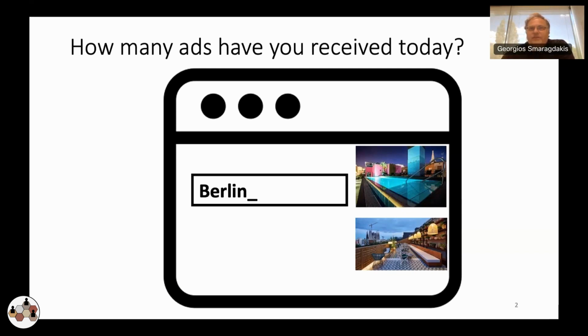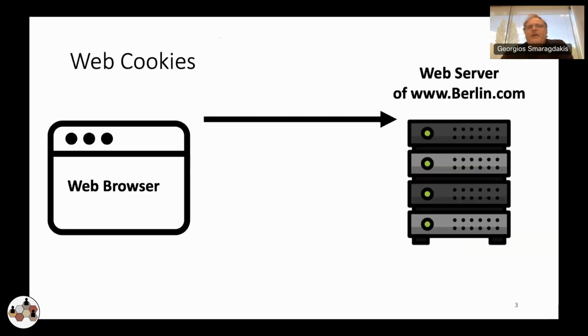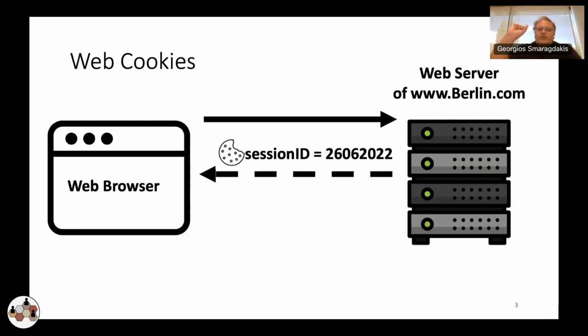If you look at the technology behind that, it's a very old technology, which is called web cookies. What happens is, when you use your web browser to visit a website, for example www.berlin.com, you establish a connection with the server that hosts the website. Then, in order to know who you are, the server puts a small piece of data in your browser. This is called a web cookie, and it stays in your browser. So for your next visit, the server knows who you are.